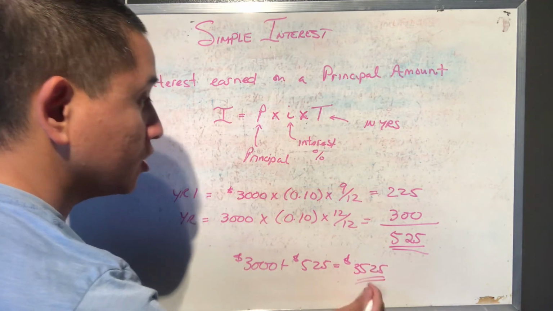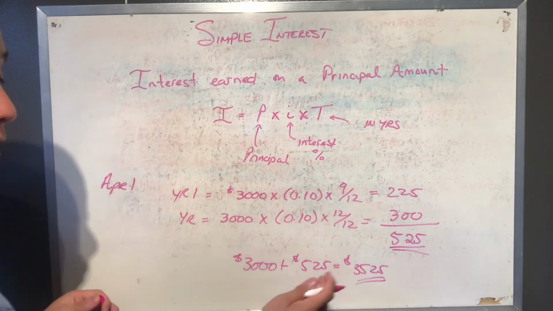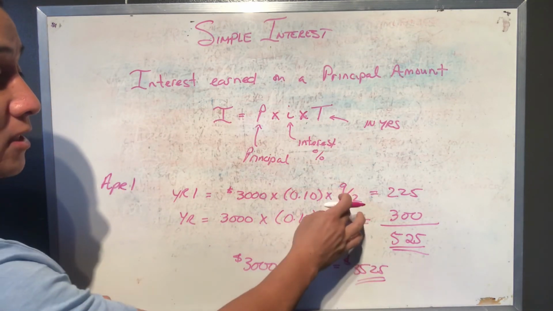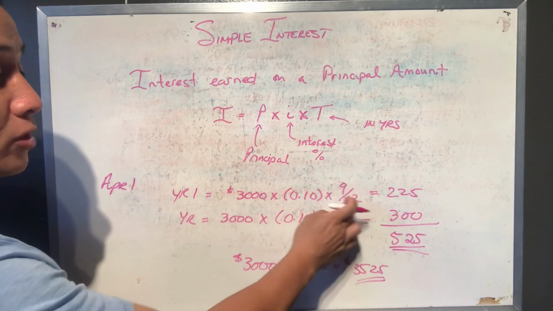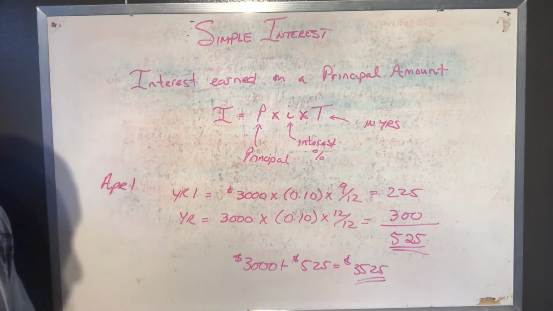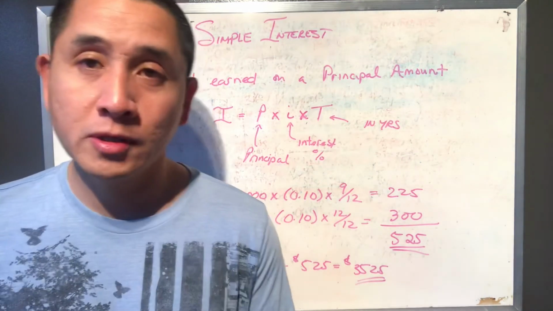So just notice from the prior example where it's $3,600, there's $75 that is not going to be accounted for because this was a partial year, 9 months out of the 12 months, because it started on April. So this is just a quick example of simple interest. It's not too difficult to compute.